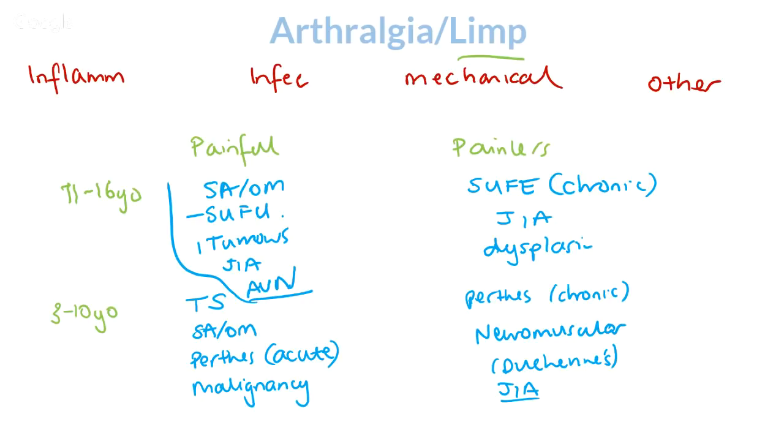Okay. So this is just one way to think about it, is to break it down into painful and painless. Another important way is to think about the onset. Consider whether it is acute or chronic, as that is also going to change your differential. Something acute is more likely to be trauma or an infection, whereas something more likely to be chronic is, as we've mentioned here, chronic SUFE, Perthes, JIA. These things are more likely to be chronic presentations. So also take that into account.